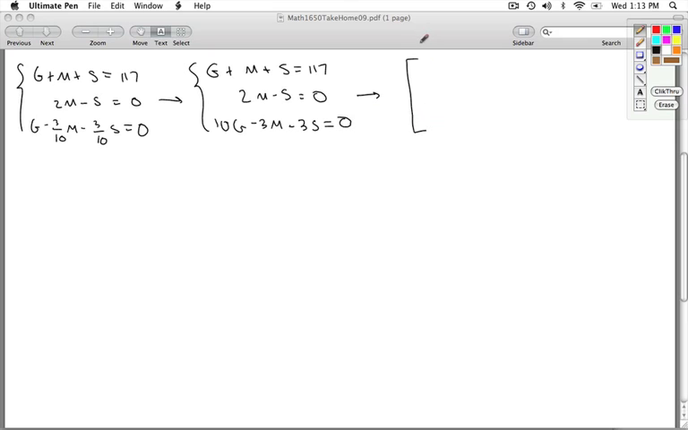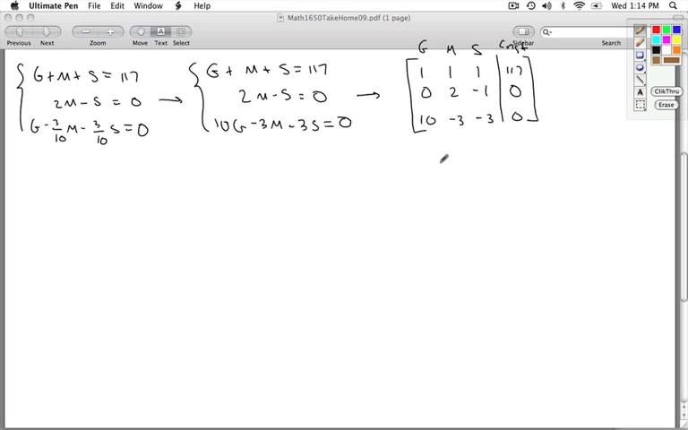Remember, in our augmented matrix, we're going to have a row for each equation, and a column for each of the coefficients for the variables. And then an augmented matrix is going to have a vertical bar, and here you're going to have the constants. Our first equation will be encoded as 1G, 1M, 1S equal to 1177. The second equation, there's 0 G's, 2 M's, negative 1S equal to 0. In our last equation, we have 10 G's, negative 3 M's, negative 3S equal to 0. So this is our augmented matrix.